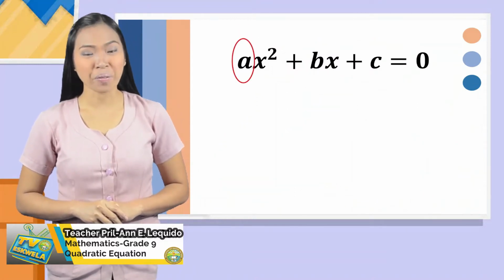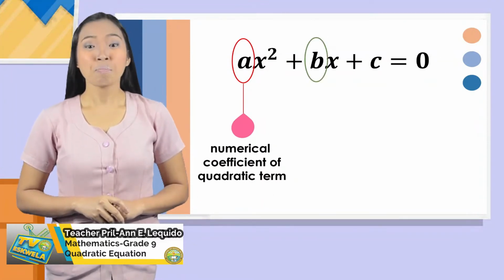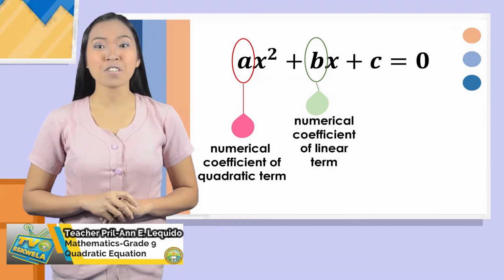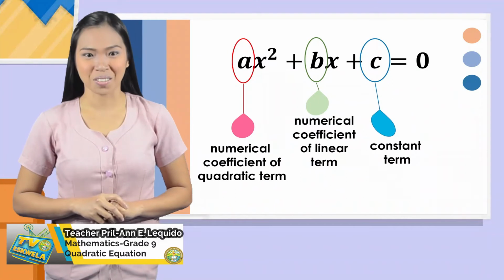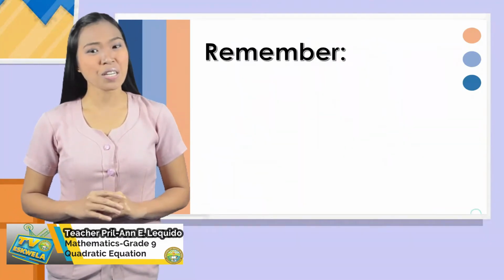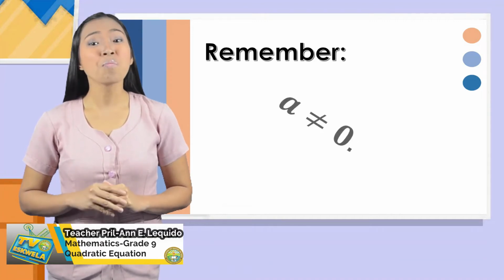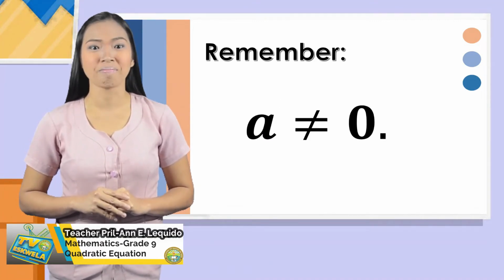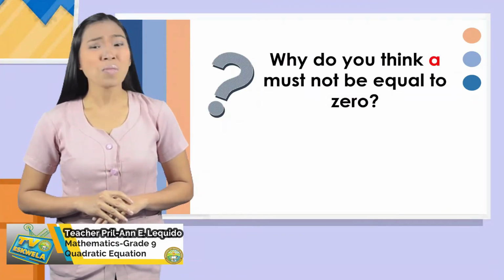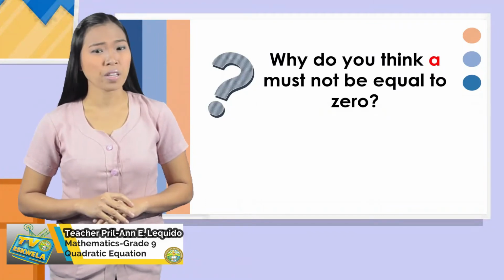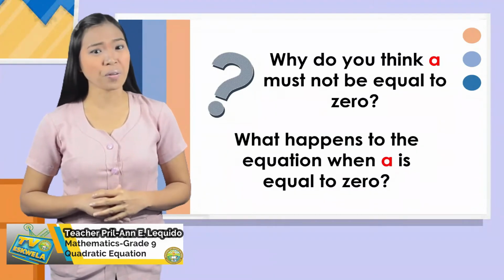a is the numerical coefficient of the quadratic term, b is the numerical coefficient of the linear term, and c is the constant. I would like to emphasize that in a quadratic equation, a must not be equal to 0. Why do you think a must not be equal to 0? And what happens to the equation when a is equal to 0?